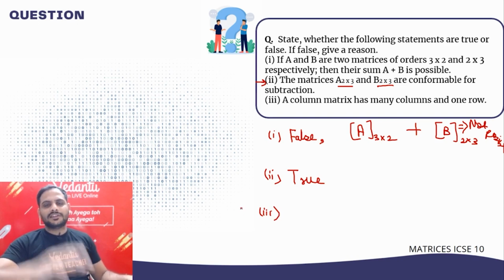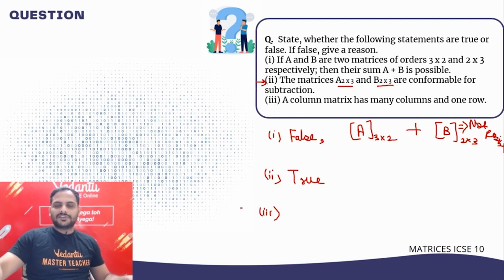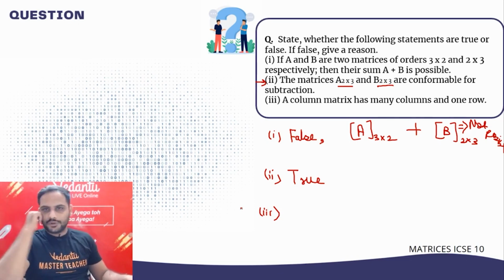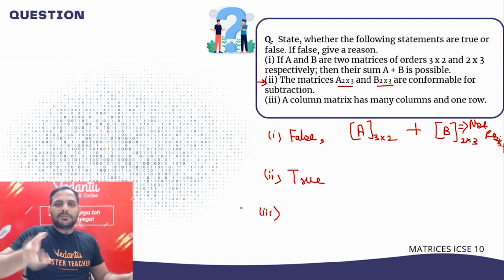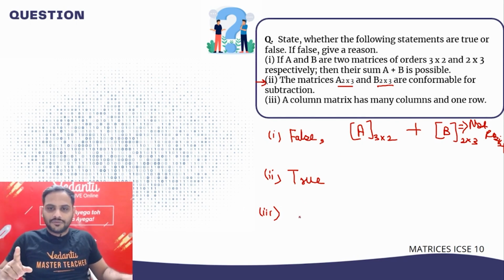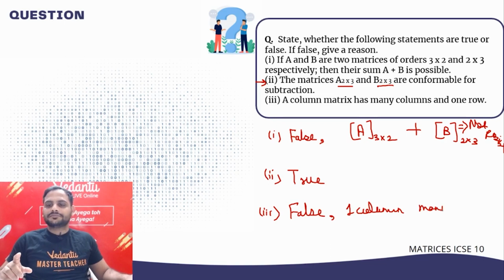What do you think guys? In the chat box or in the comment section, let me know. A column matrix has many columns and 1 row. I know a column matrix means 1 column. So we will say false because it is 1 column, many rows. Number of rows can be anything.